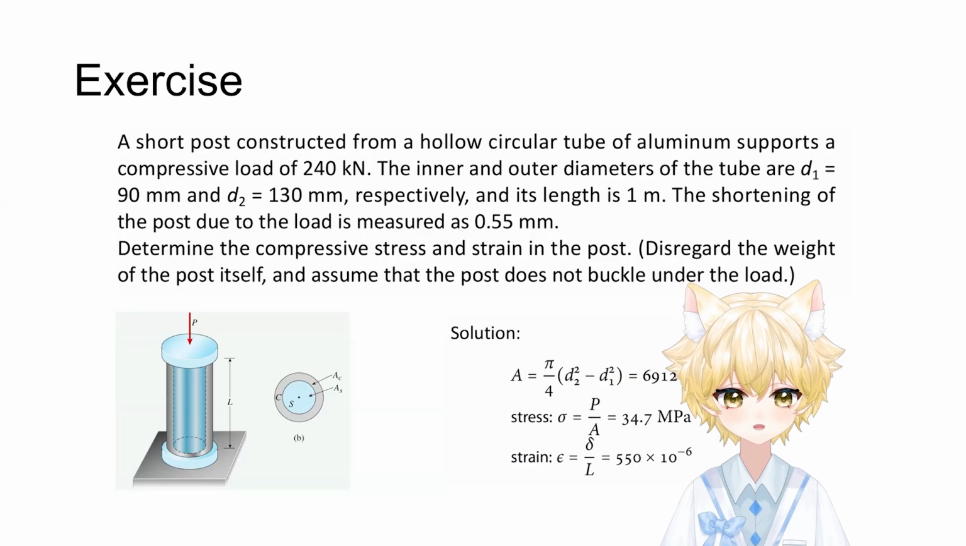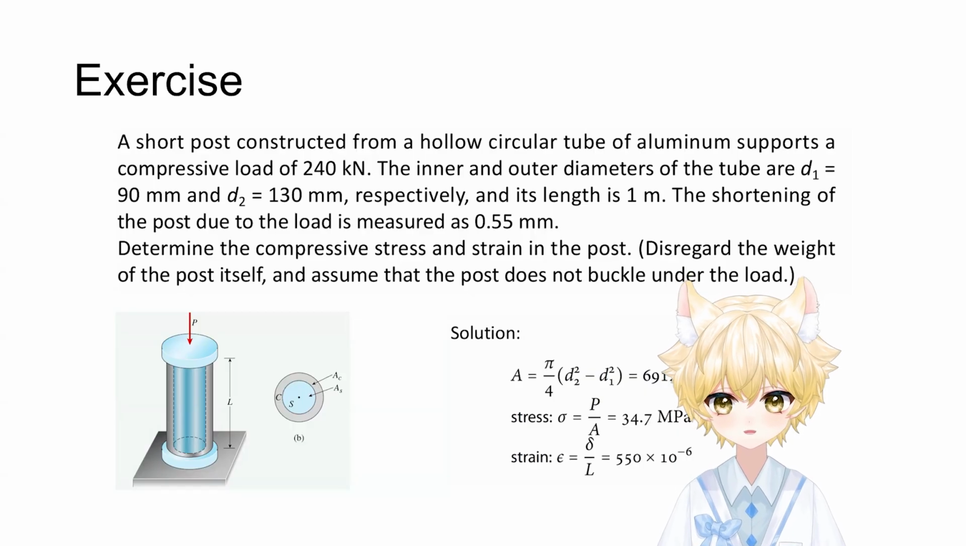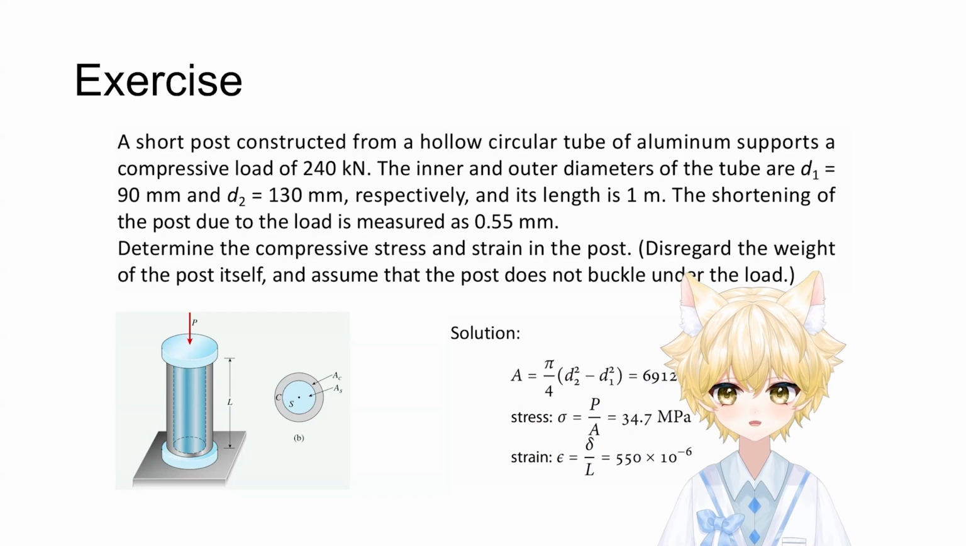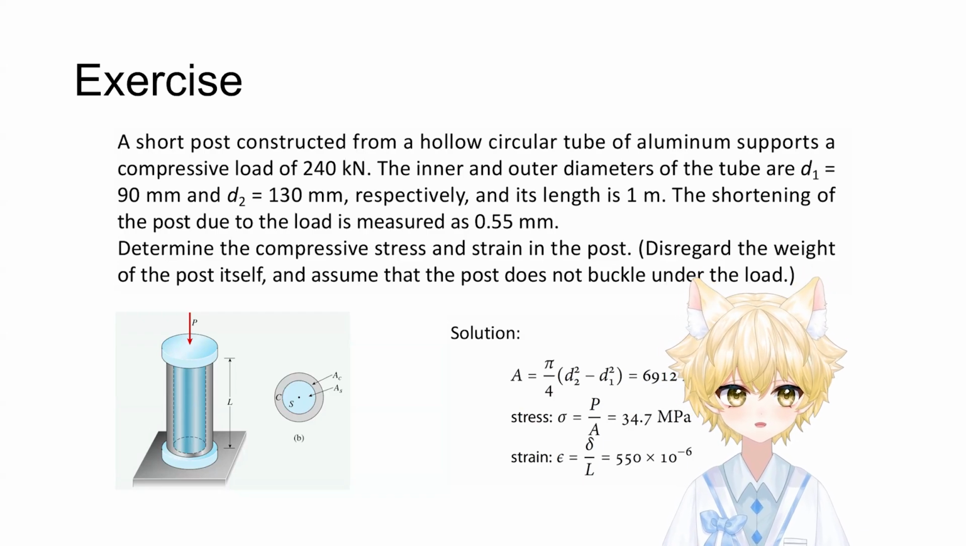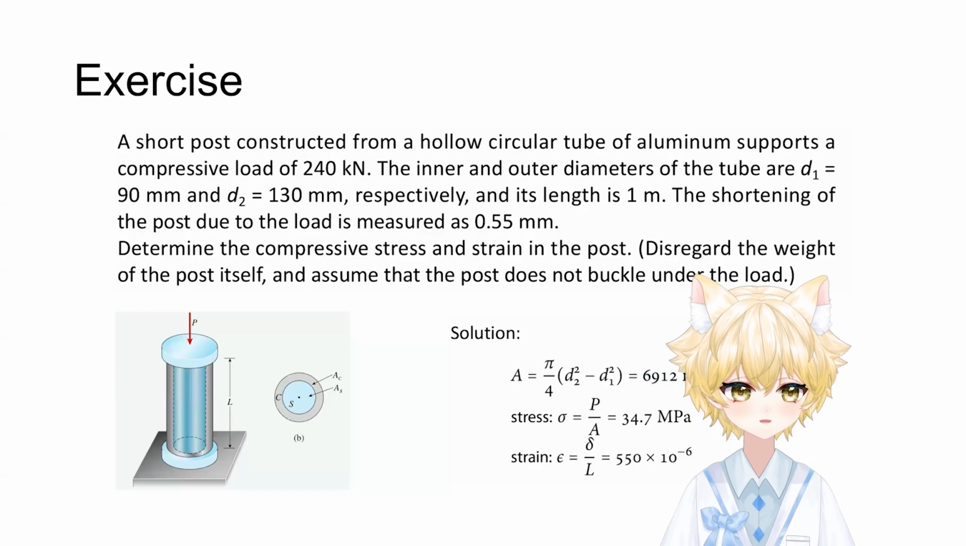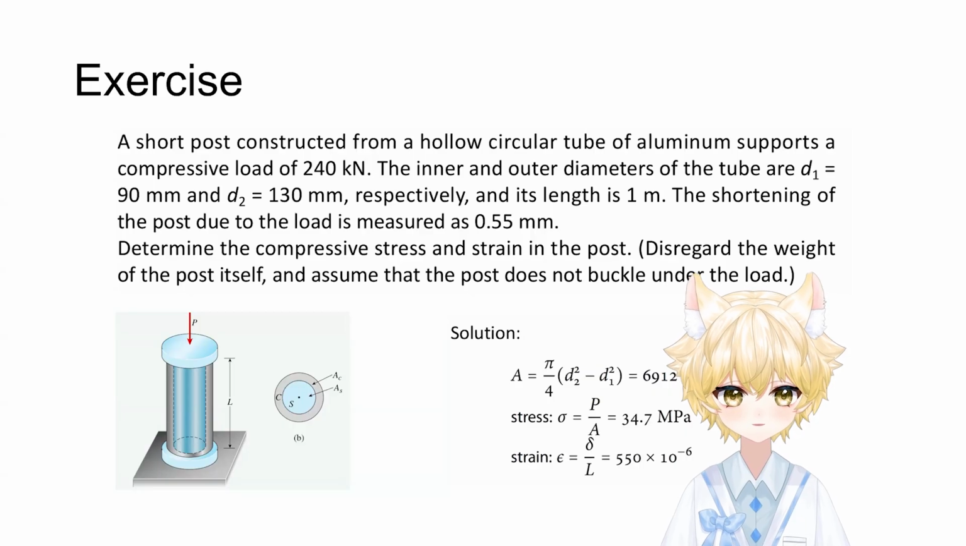To find the strain is simply the change in length, actually 0.55 millimeter, divided by the original length of 1 meter, right? Just be careful with our units. Millimeter is 10 to the negative 3 meters. So, substitute all this quantity into the formula. With the definition of stress and strain, we can calculate the stress and strain itself.